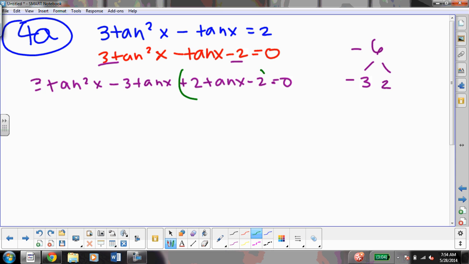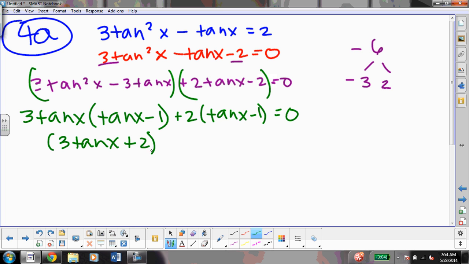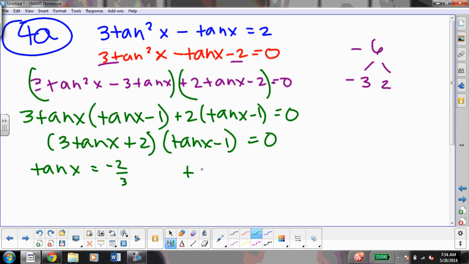Then I'll factor by grouping. I'll pull a 3 tangent of x out of the first group. And I'll pull a 2 tangent of x out of the second group. So my two factors are 3 times the tangent of x plus 2 and the tangent of x minus 1. So I have two equations that I have to think about. The tangent of x equals negative 2/3 and the tangent of x equals 1.